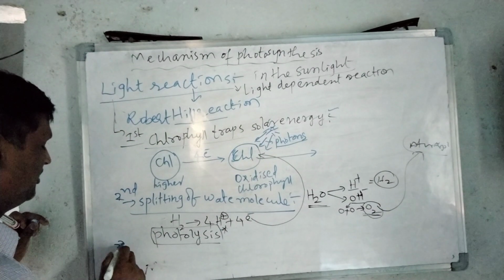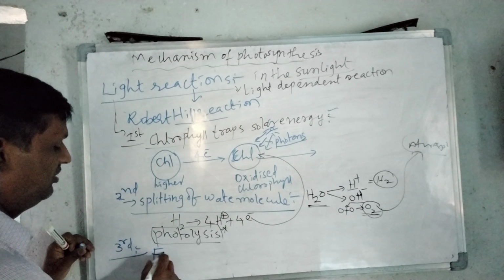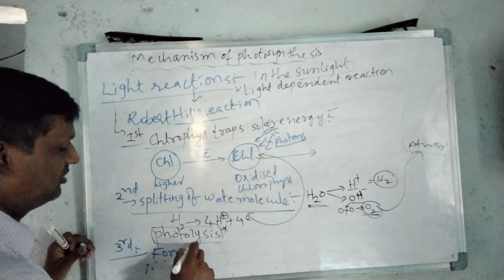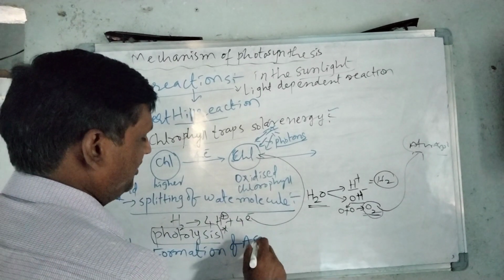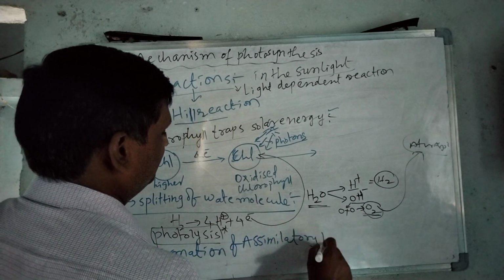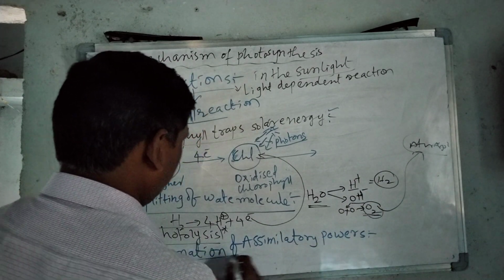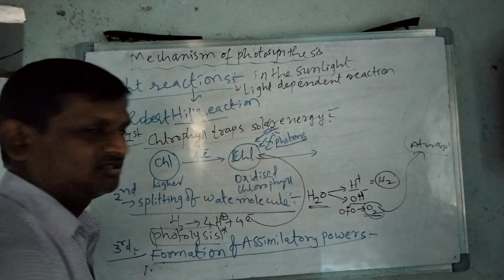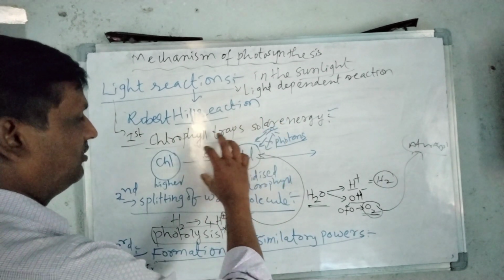The third phase is the formation of assimilatory powers. So what is the formation of assimilatory powers? See, for example, first chlorophyll trapped the solar energy by losing some electrons.